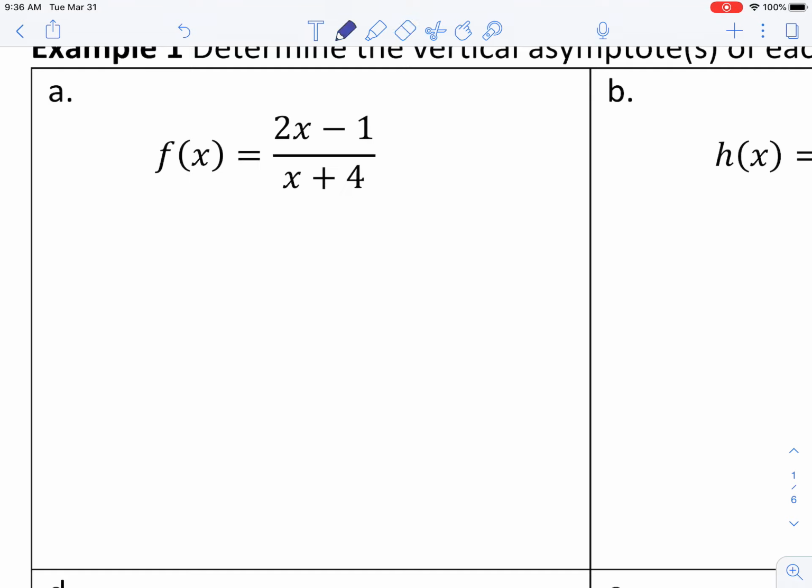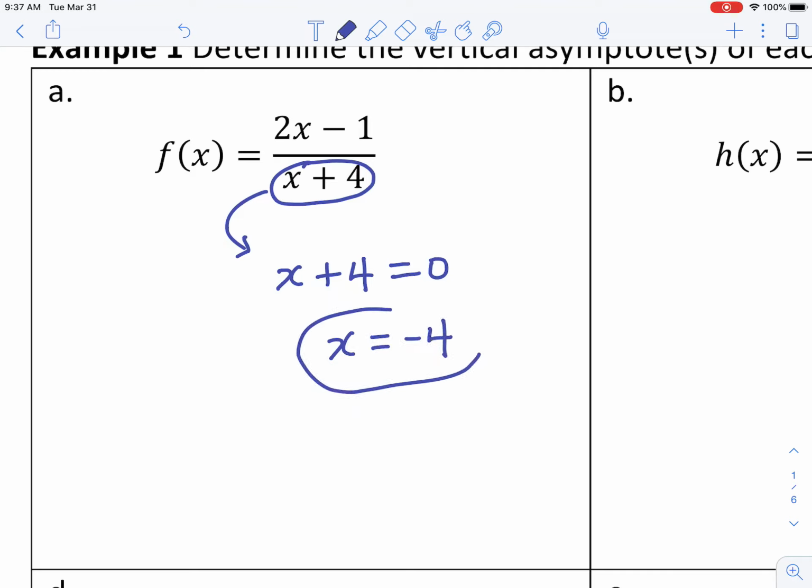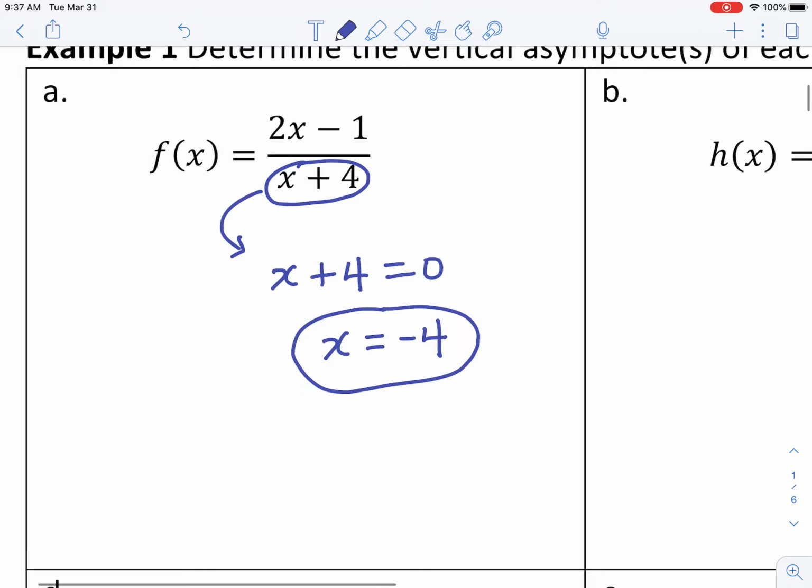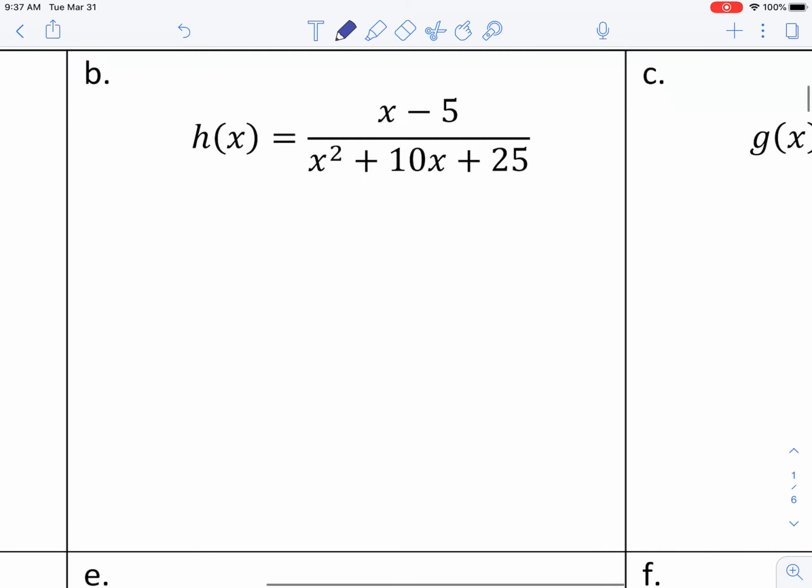Now before we go there, let's be a little careful. Make sure your expression is simplified all the way. Is there anything that I can cancel out? Is there anything that I can factor? Not really, right? This expression is completely simplified. So what I can do is grab that denominator and set it equal to 0. x plus 4 equals 0. So I have a vertical asymptote at x equals negative 4. This function has one vertical asymptote at x equals negative 4.